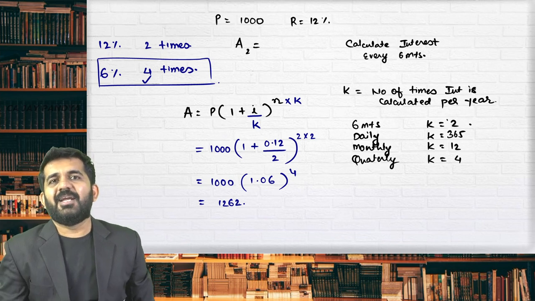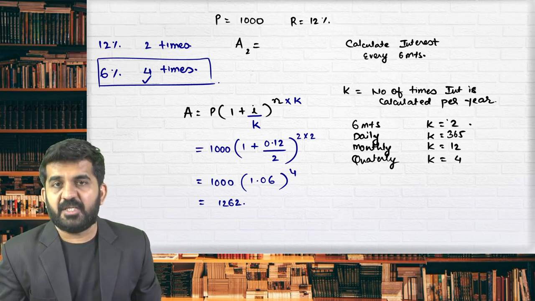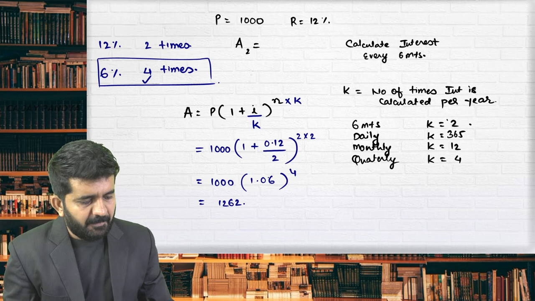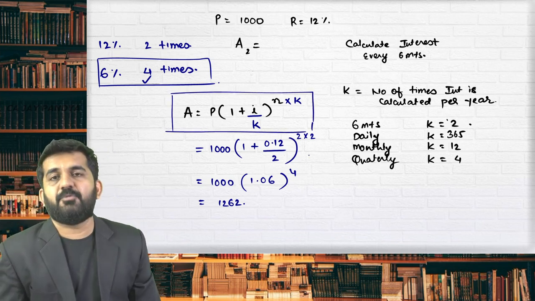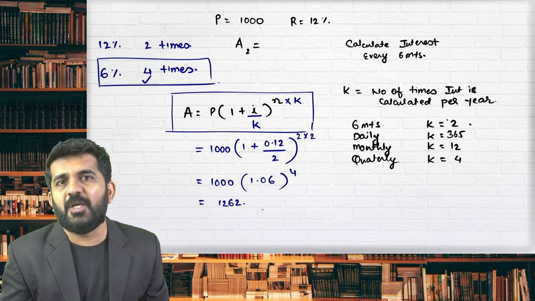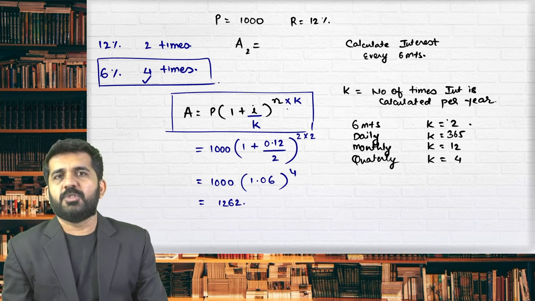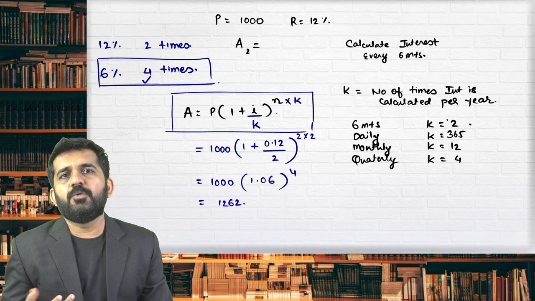Ultimately, 6% is compounded 4 times instead of 12% for 2 years. But this is a formula by which I can incorporate this concept of K. If interest is not calculated yearly, you will always have to use this. Now, sir, can I do this question logically?